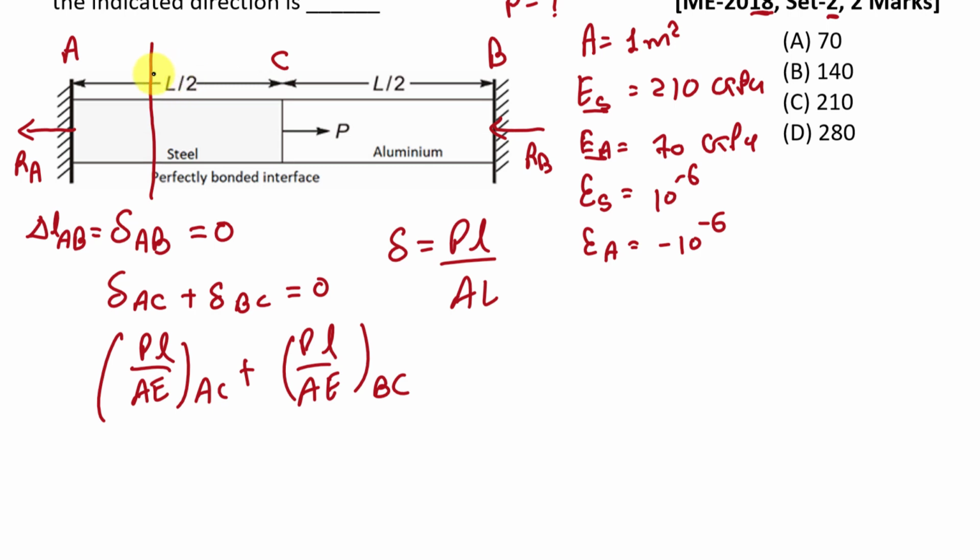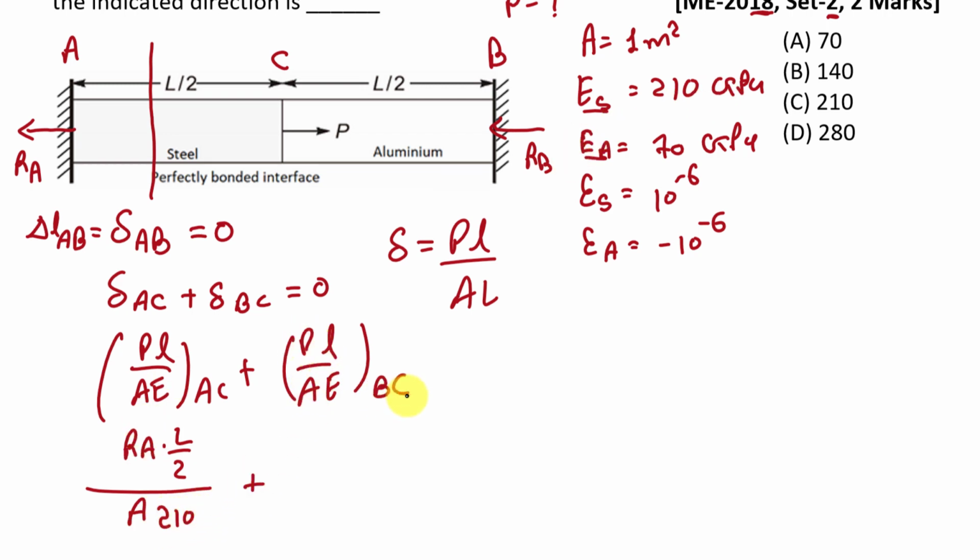Here we will take the left side forces. So it will be RA into this length L by 2 divided by area and Young's modulus, which is 210 gigapascal.